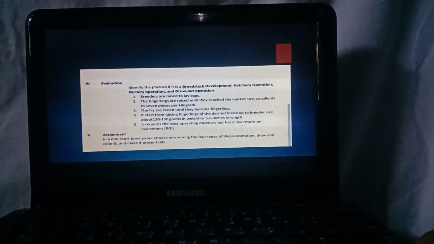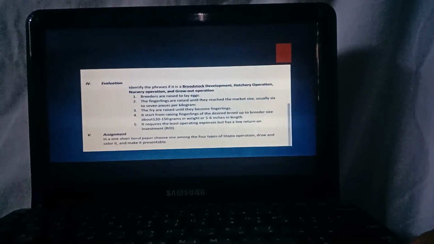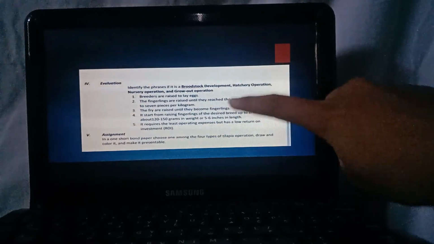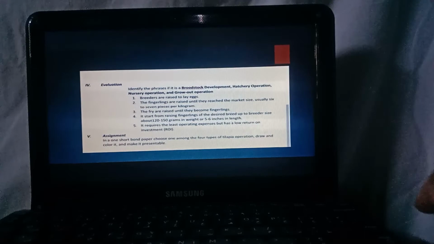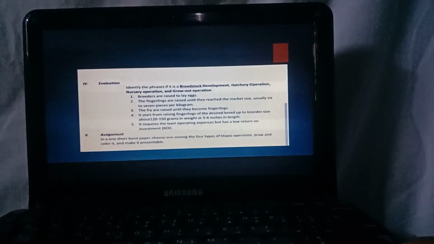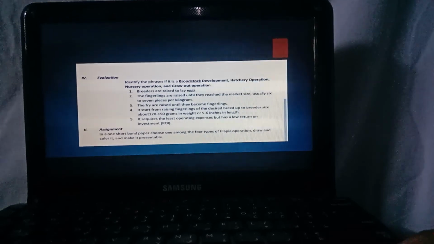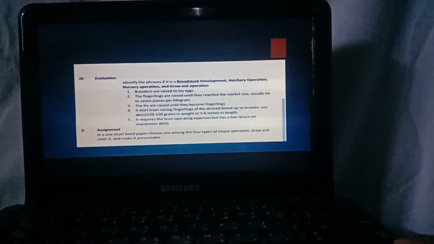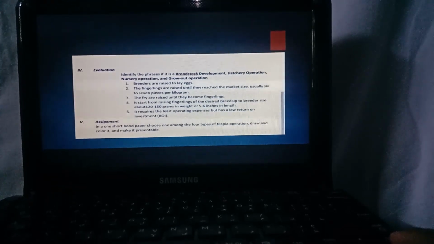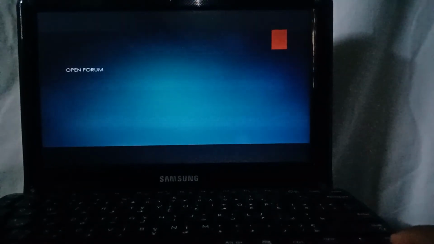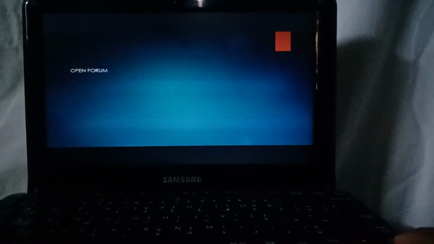Next is evaluation. My evaluation is to identify the phrases, whether it is a broodstock development, hatchery operation, nursery operation, or a grow-out operation. Assignment. In one short bond paper, choose one among the four types of tilapia operation, draw and color it, and make it presentable. Next is an open forum.